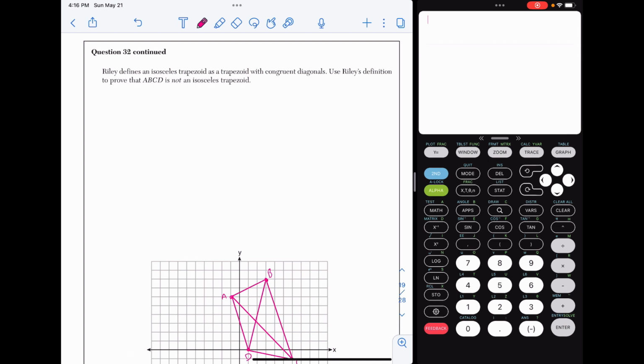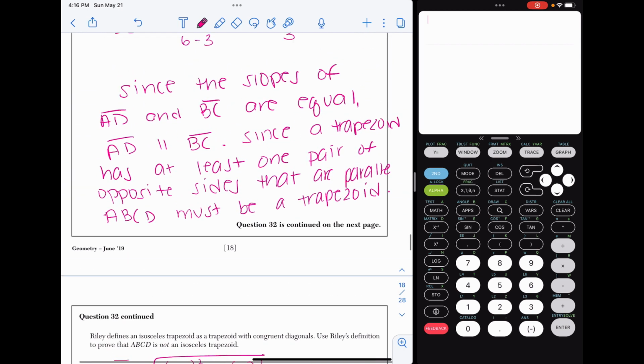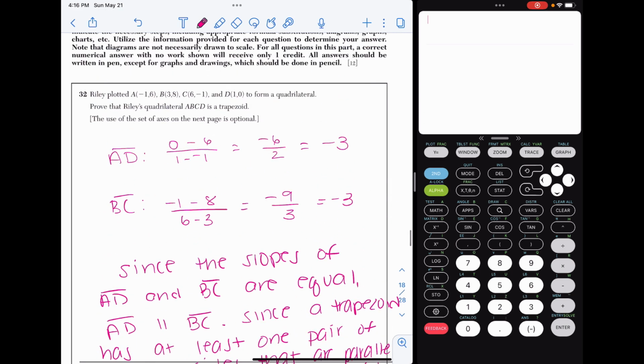So what I'm going to do to show that things are not congruent is use the distance formula. I'm going to find the length of AC and the length of BD. The distance formula is this big radical where you subtract the x's and subtract the y's and square each of those values and then add them up. All right, so let's look at AC here. I'm going to scroll back to my coordinates.